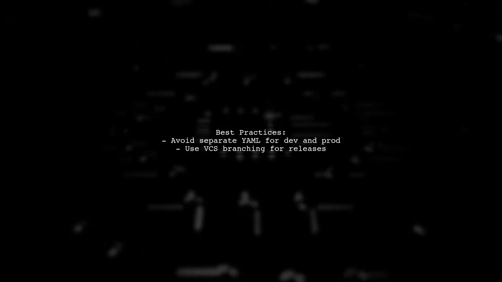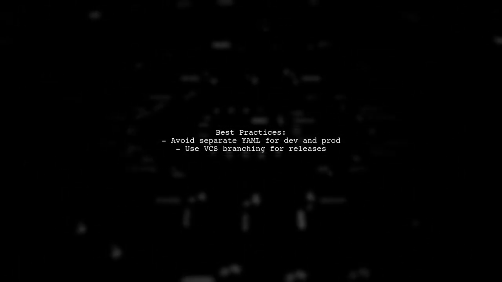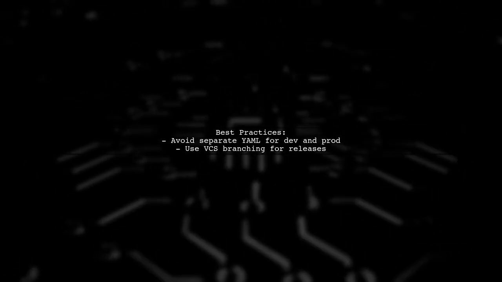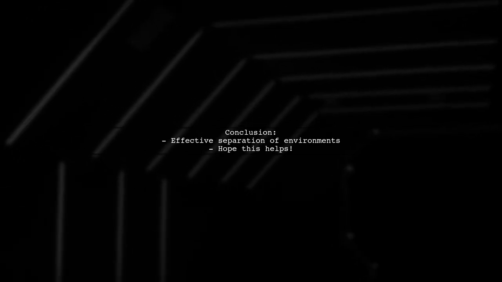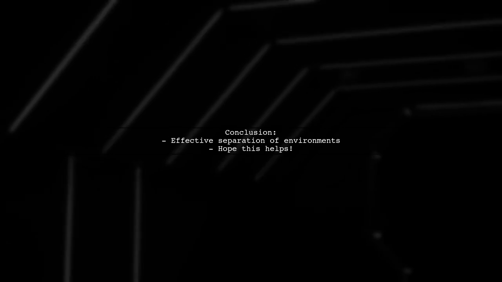Methods 2 and 3 are preferred as they allow you to maintain a single serverless.yml file. Method 1 is useful for multiple API gateways. Using separate YAML files can lead to poor DevOps practices. Instead, utilize version control branching for better management. I hope this helps you understand how to effectively separate your serverless environments.